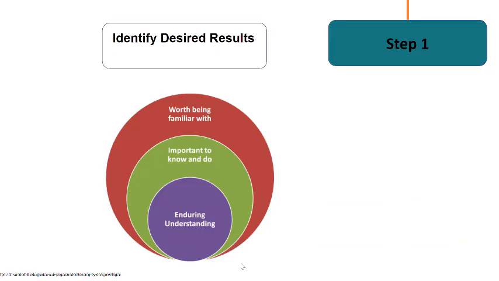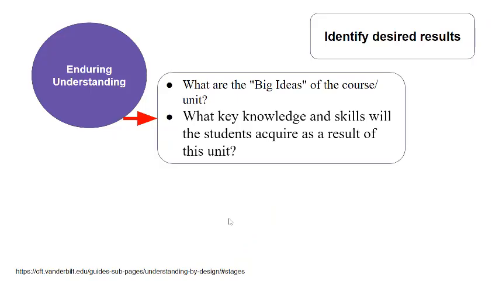So in the first step, to identify the desired result, how are you going to determine and decide the end goal of your online course? Here we need to focus only on the enduring understanding. What we mean by the enduring understanding is the big ideas of your course.